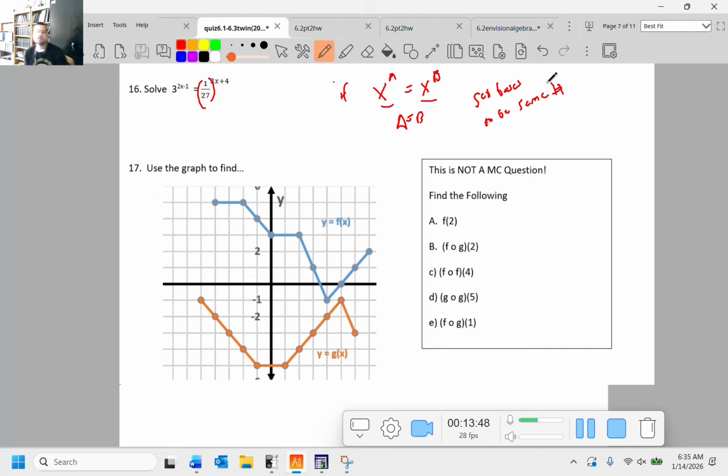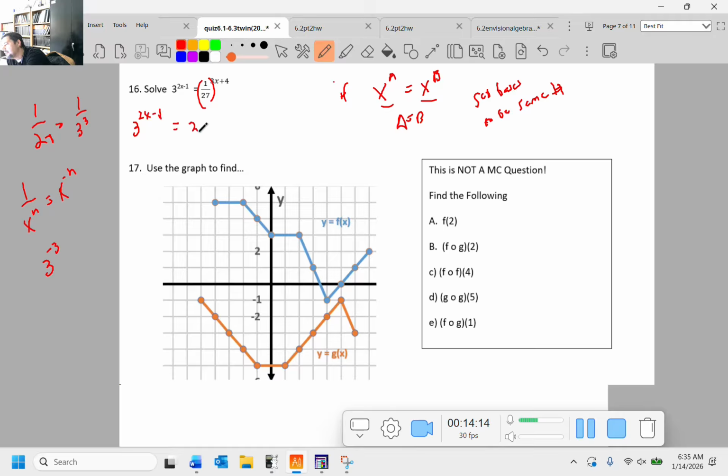Now, this was taught to you on Friday. You didn't have homework on it. So, who knows if you remember it or not. So what I'm going to do is look at 1/27th, and I view that as 1 over 3 cubed, which means that using a property like this, I can make it 3 to the negative third power. So I'm going to leave the left-hand side alone.